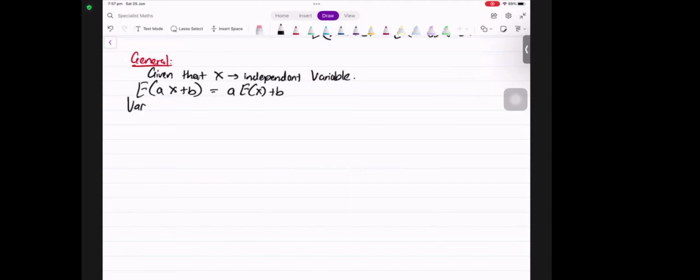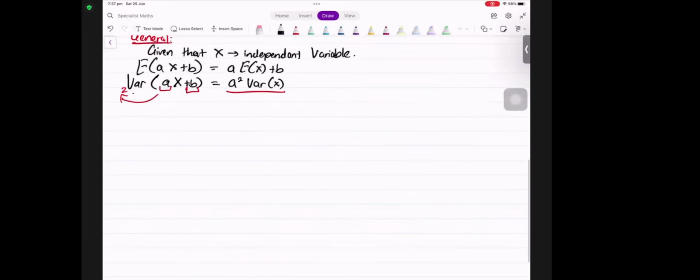Then you have variance. If you had the variance of aX plus b, this is equal to a squared times the variance of just X. So this additional constant gets completely removed, and your constant comes to the front and is squared. And so you get this here. These are really the only two things you have to know. Nothing too much about that one.